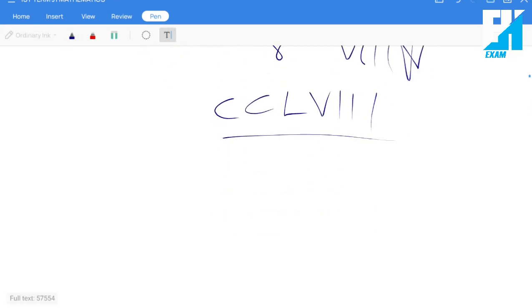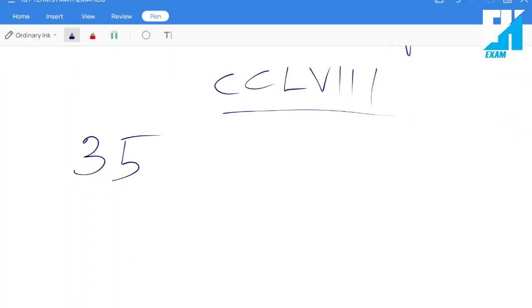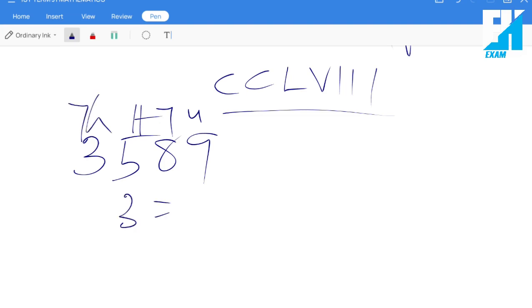Let me give you another one. The second one, if I ask you to convert this one to Roman numerals, 3,589. This is very simple. It might look difficult to you. First thing you need to do is: units, tens, hundreds, 1,000. And you know that 3 is 3,000, and this is going to be M.